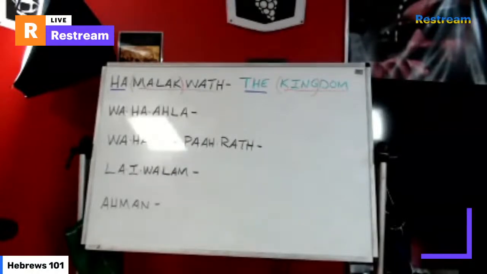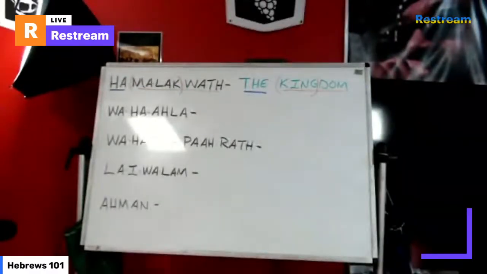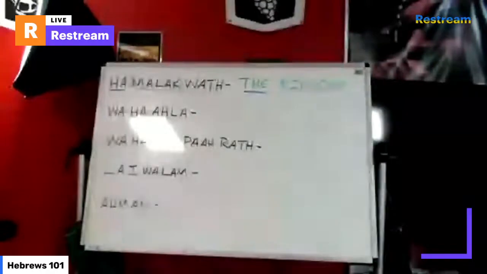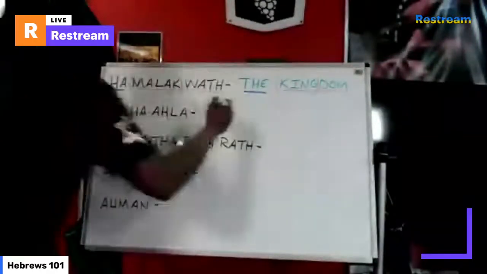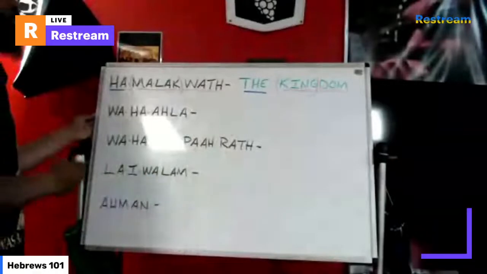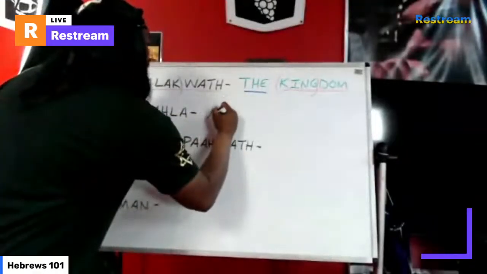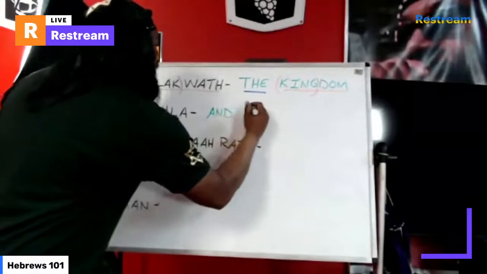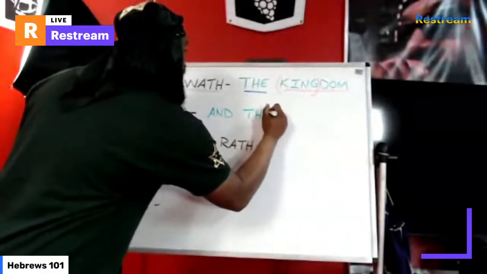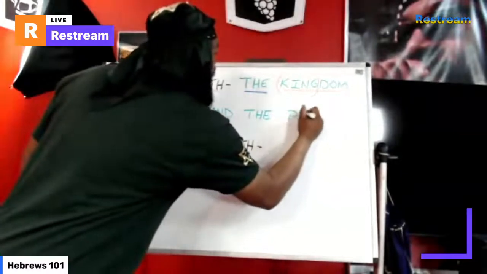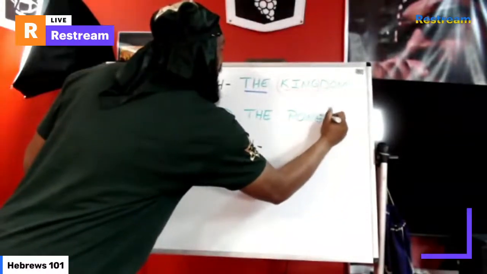Then we have Waha'ala. Young man Charles, what is Waha'ala? It'll be and the power. Very, very good. So we have in English: the kingdom and the power.